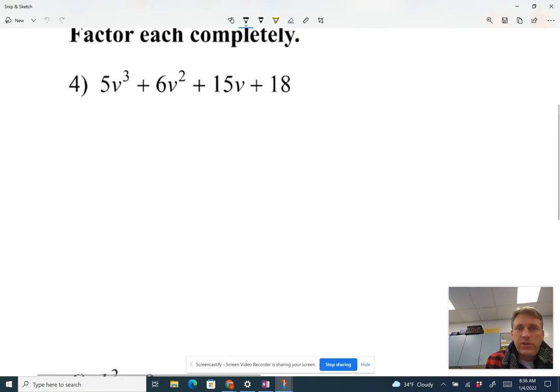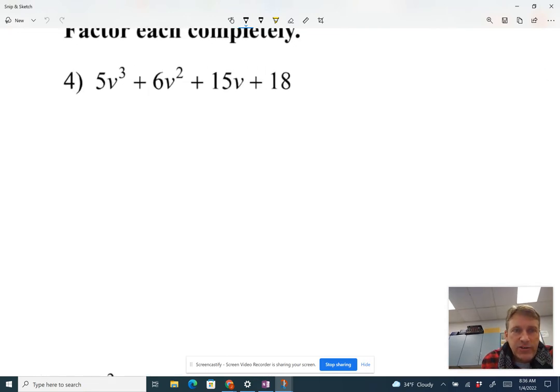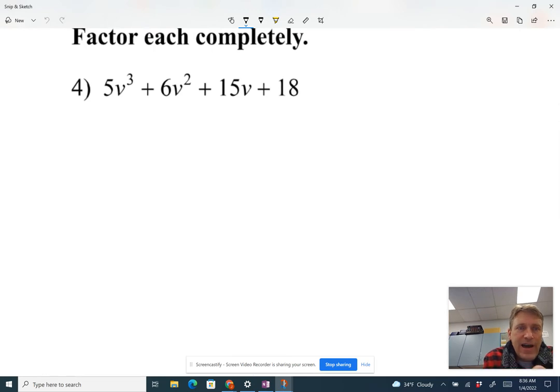The first thing I want to check for is to see if they have a greatest common factor. I look at 5 and it's prime, and none of the others, well, 15 is a multiple of 5, but 6 isn't and 18 isn't, so they don't have that number in common. Three of them have v's, but the fourth one doesn't. So there's no greatest common factor.